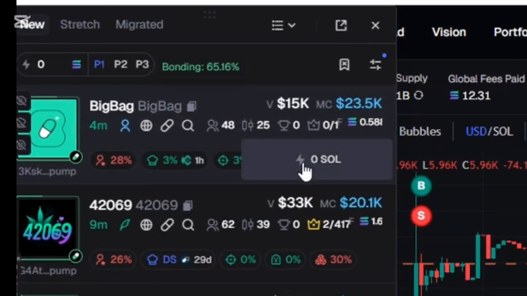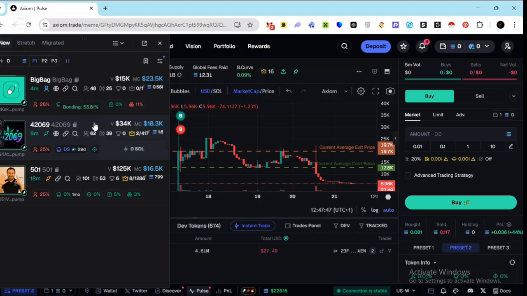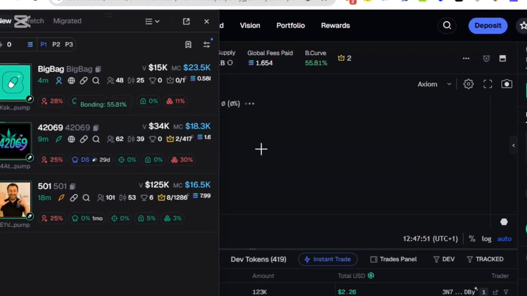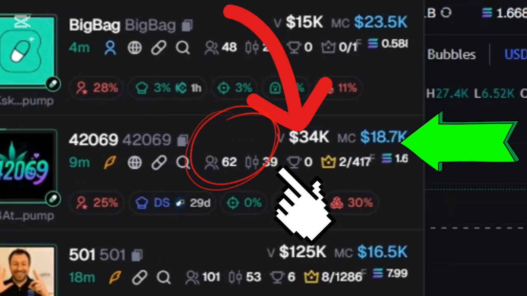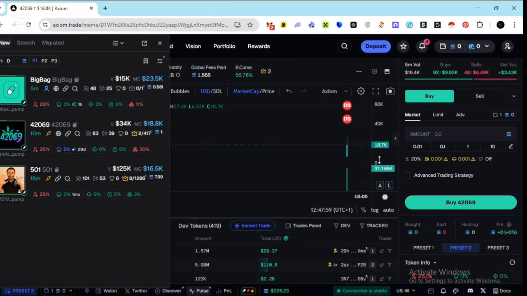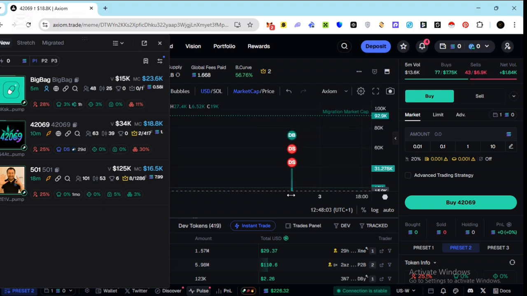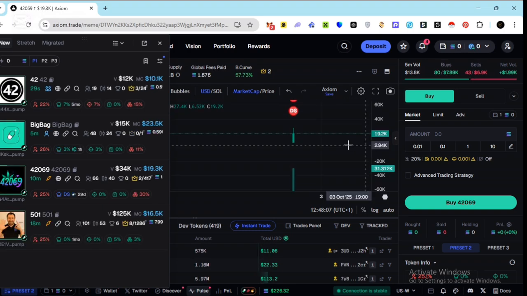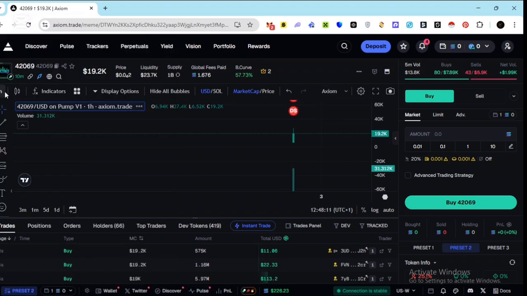Now the next thing you want to take note of is the volume. Make sure that the volume is more than the market cap. Also, there should be an increasing number of pro traders and new traders incoming. Now we've selected a coin right here. Now this here is the next thing you want to look out for.